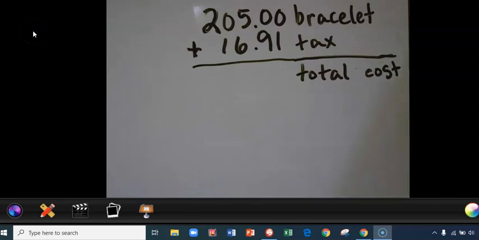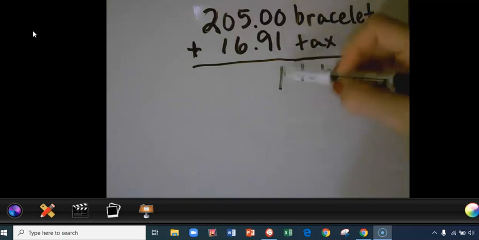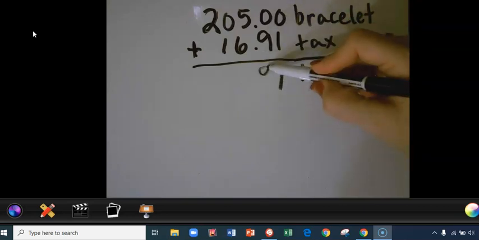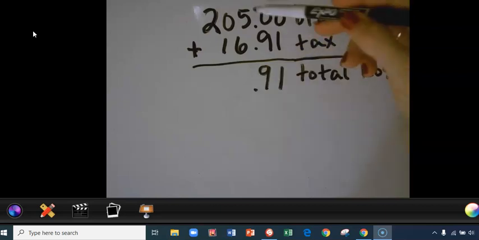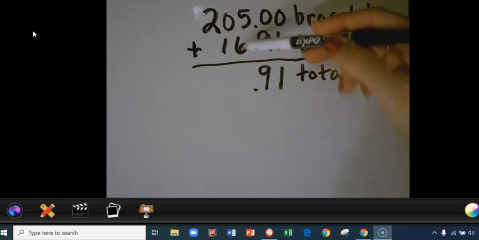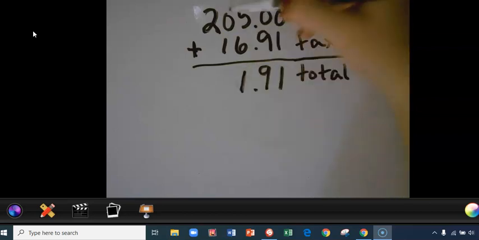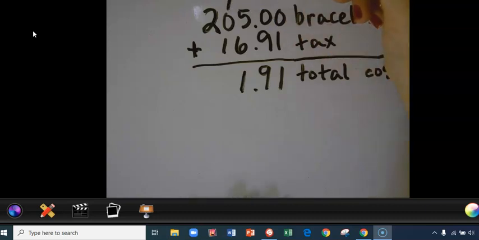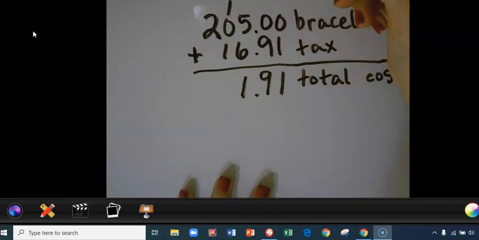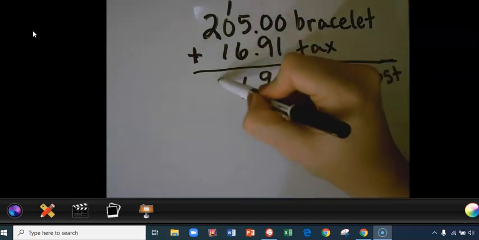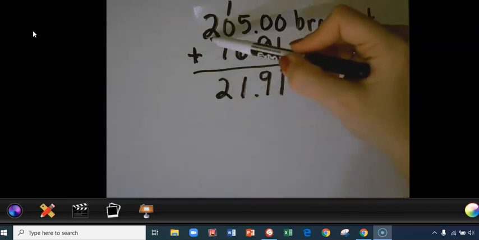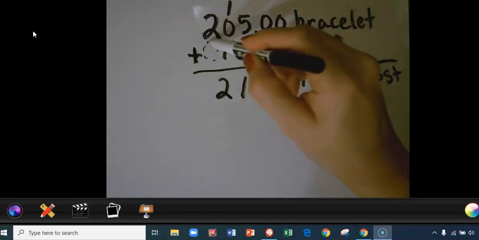Okay, so I went ahead and added these two zeros, so I would have the same number of digits to work with. I tried to line up my place values as straight as I can, and we're going to go ahead and add. 0 plus 1 is 1. 0 plus 9 is 9. I'm dropping down my decimal. 5 plus 6 is 11, and I have 2. Regroup. Okay, now I have 1 plus 0 plus 1. That's 2. And then 2 plus my invisible 0 here is still 2.